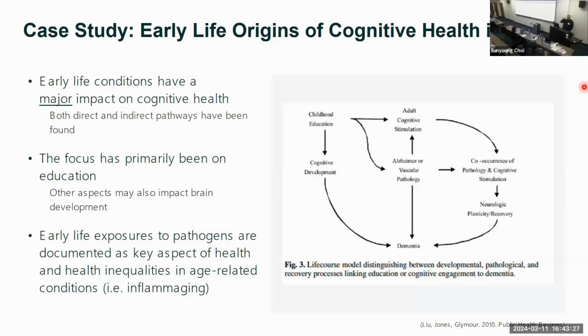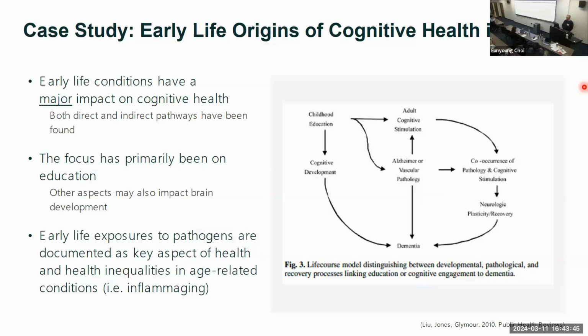We've seen this also with the, what's it called? Is it PAC? What Jennifer showed earlier, when we look at the modifiable risk factors for dementia, from the Livingston study, it was really focused on child education. But other aspects might also impact brain development.